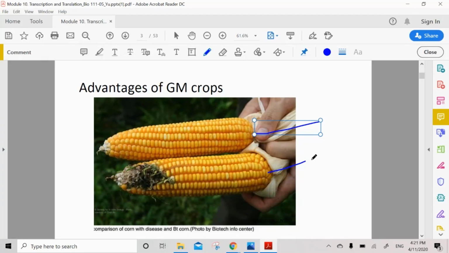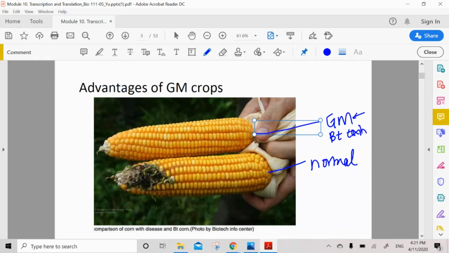When we look at agriculture, this is a normal corn, regular corn, and the one on the top is genetically modified corn. So you can see that the normal corn is very susceptible to pests, right? You can see the worms eating the corn. But the GM corn has been introduced a new trait. They can make their own biological weapon, which is called a Bt toxin. So these corn crops can make their own toxin that will kill the bugs that feed on them.